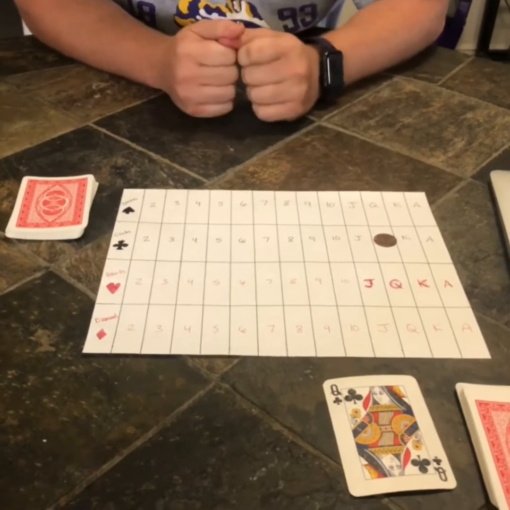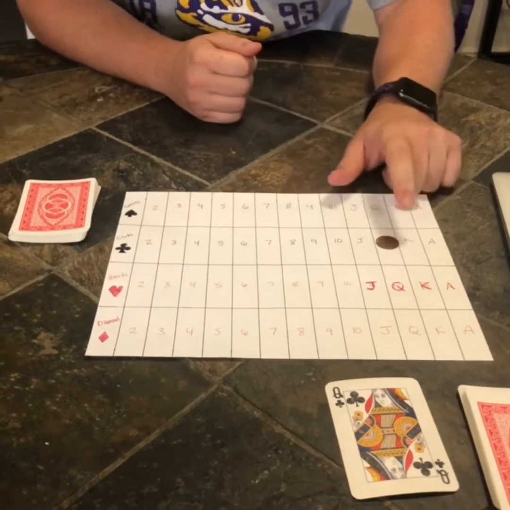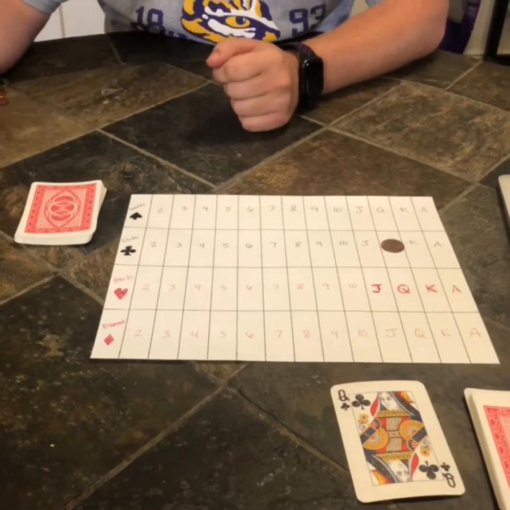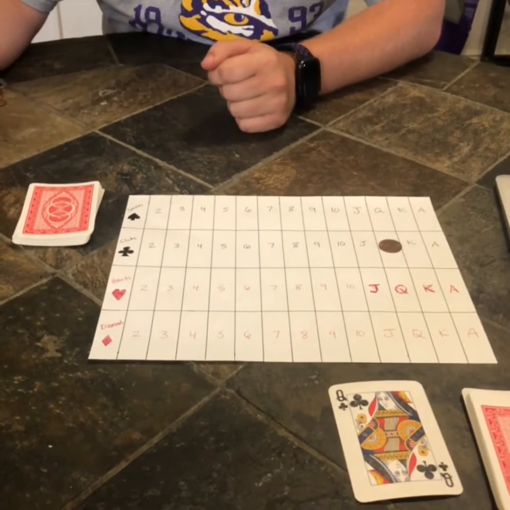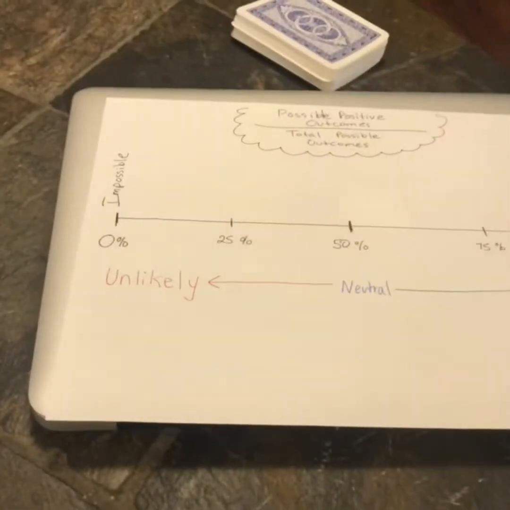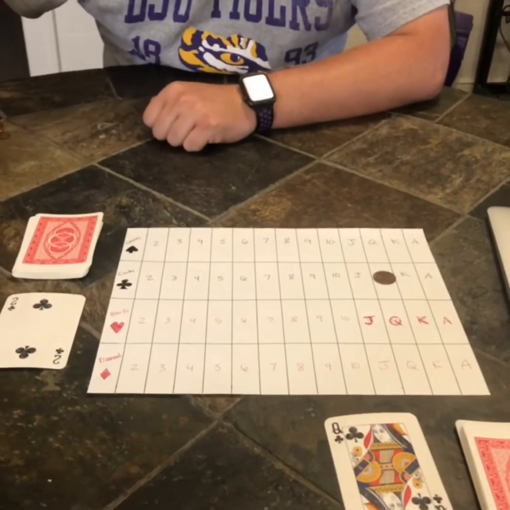Now, I'm not going to do 8 divided by 52 because there's not 52 cards left anymore. We already know what one of them is. So I'm going to do 8 divided by 51. And it is 15%. So that's going to fall in our very unlikely category. So I turn my card over, and it is the 2 of clubs.